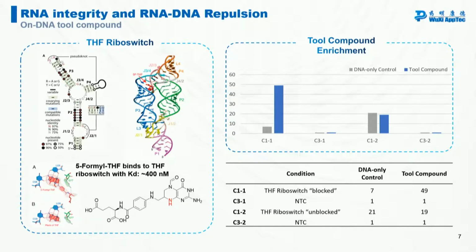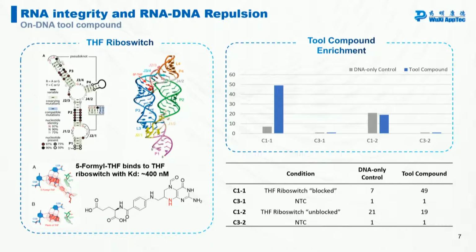The on-DNA compound does bind to the riboswitch. That basically answers the first question, that the electrostatic repulsion is not too much of a concern. At least it serves as a selection stringency control, right? Any strong binder that can fight against this repulsion force will be the ones that we're looking for. And we also compared the blocked version and the unblocked version.